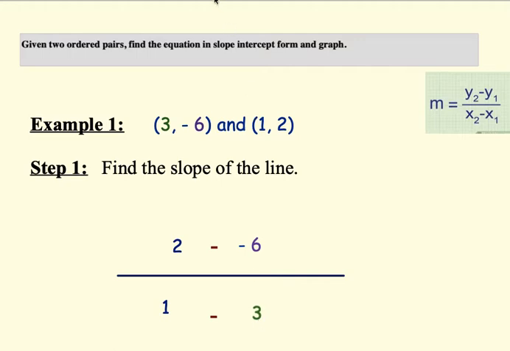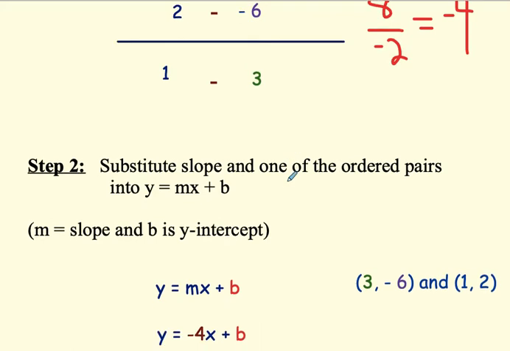So if you think back to your basic math skills, if I'm going to go 2 minus a negative 6, so I did these ordered pairs right here, I am going to get 8. And then 1 minus 3 is negative 2, and that is going to reduce to negative 4. Now the important thing is that we got to get the correct slope, otherwise the rest of the problem is going to be wrong.